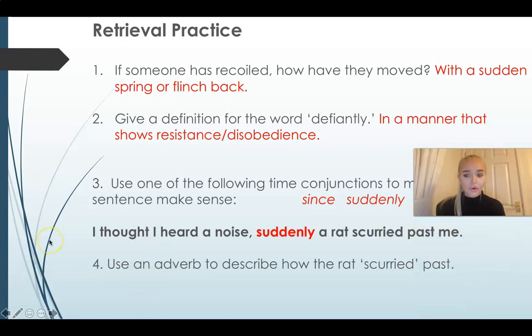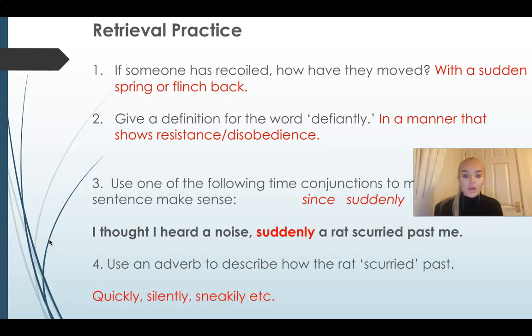Okay. Number 4 was using the above sentence to change that verb scurried and make it better by adding an adverb to describe how the rat scurried past. Now if you're unsure what the word scurried means, scurried is a verb, it's an action, a doing word, and it means where someone is running past you quite quickly. So a rat had been running past me at quite a fast speed. So knowing what the definition of this word scurried means, could we use an adverb to describe how the rat scurried? Well, you might have said the following adverbs, or you may have come up with your own.